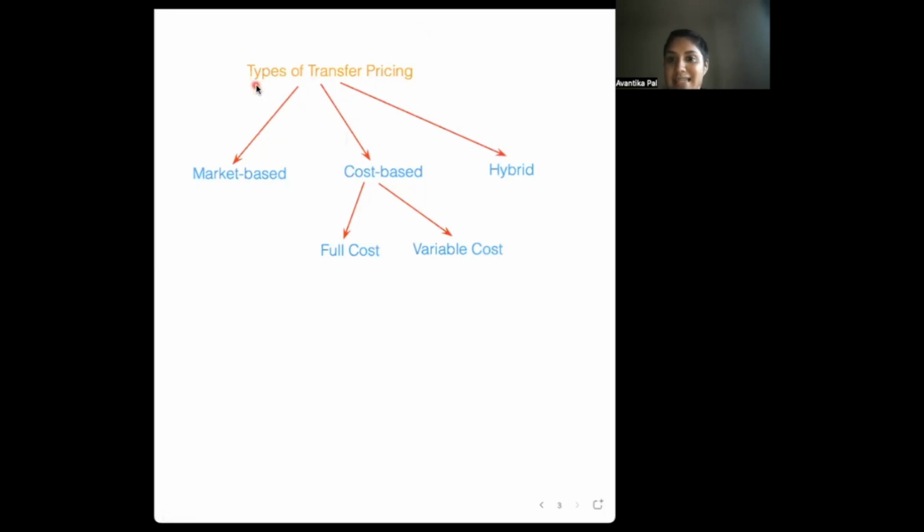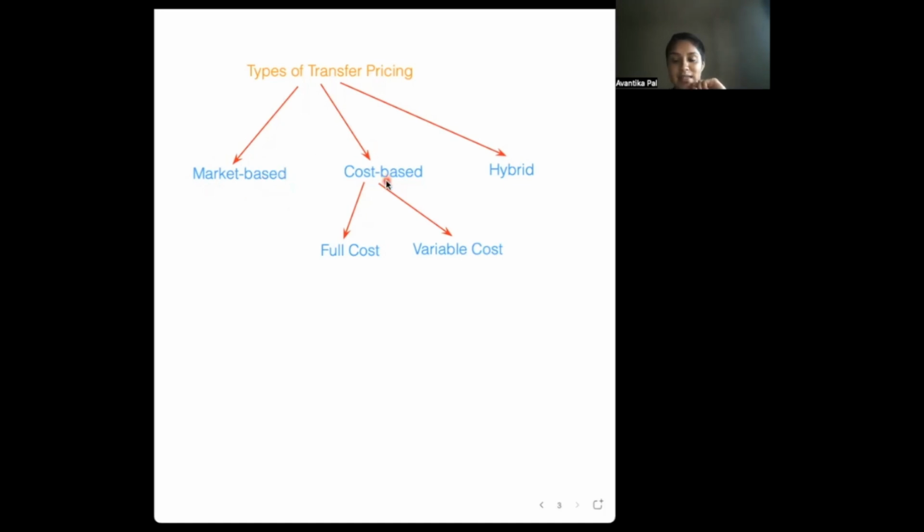So just for an understanding, because they will be asking you in the calculations, the types of transfer pricing are three. So market-based, cost-based, and hybrid. Market-based is just whatever the market price is. So there's no calculation required on your end. Whatever they give you, they say that this is the market price for whatever. And if the question asks to calculate the transfer price based on that, then that's what you give.